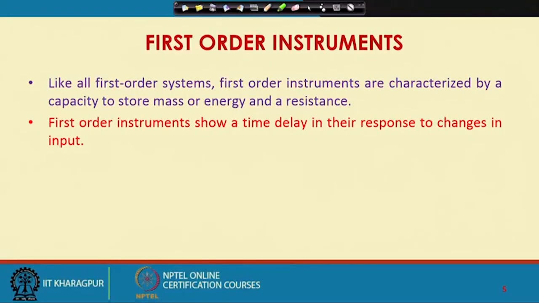The first order instruments show a time delay in their response to changes in input. So, first order instruments will have a time constant. You have seen in the mathematical model for a first order instrument, there were two terms. One was K, static sensitivity, another was time constant tau, which has unit of time. So, this time constant is a measure of delay in response. This indicates in some sense the speed of response.